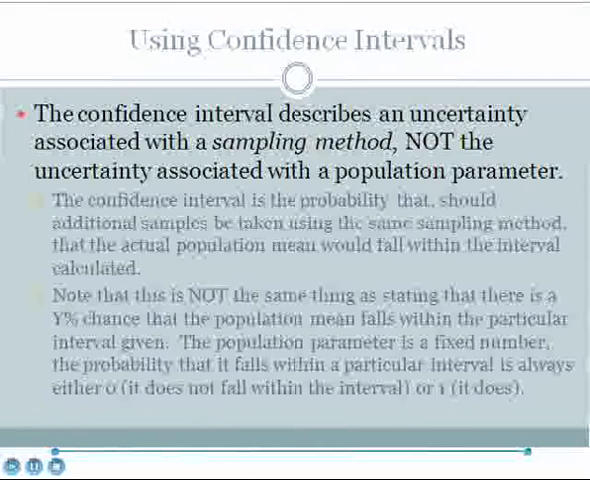The confidence level is a probability that, should additional samples be taken using the same sampling method, the actual population mean would fall within the interval calculated. Note that this is not the same thing as stating that there is a Y% chance that the population mean falls within the particular interval given. The population parameter is a fixed number. The probability that it falls within a particular interval is either 0, it does not fall within the interval, or it's 1.